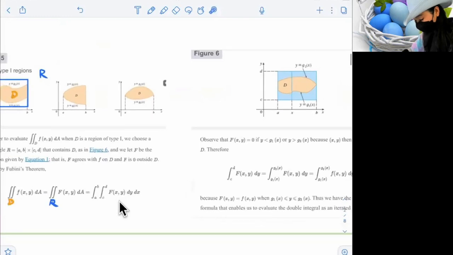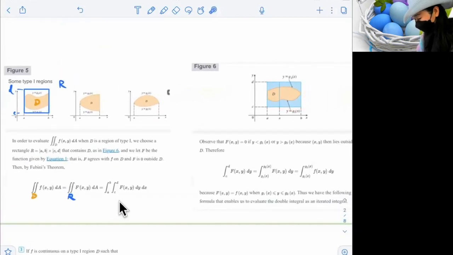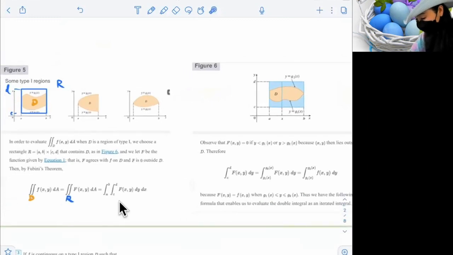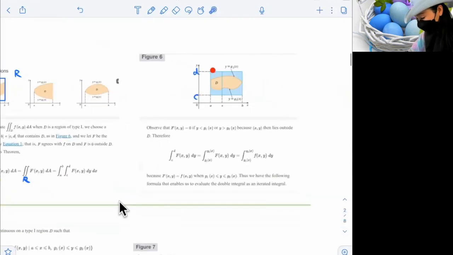Okay. Actually, they might have a better picture over here. Okay, see they have the picture here. So y goes from c to d, and then x here goes from a to b. So we integrate the big F function over this blue rectangle here.